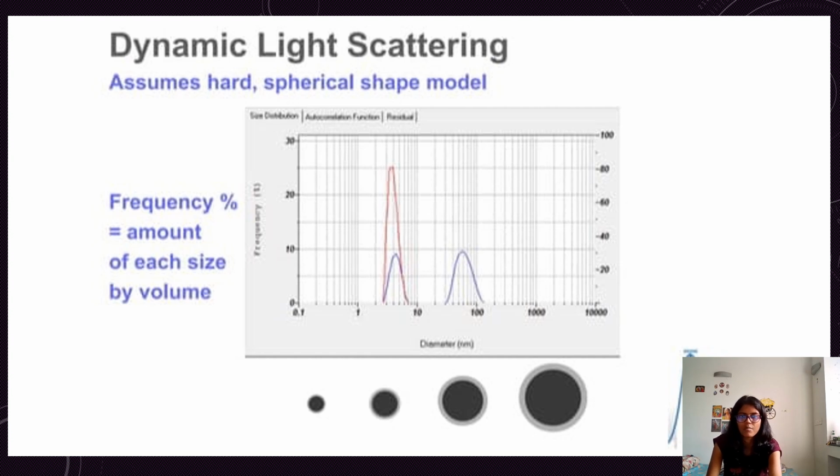Now the next one is dynamic light scattering. It also assumes a hard spherical shaped model. On the x-axis of the graph there is diameter, which is particle size, and on the y-axis there will be intensity, volume, or number percentage. Here the graph is given in the form of volume percentage. So the volume distribution converts the intensity data into a volume-based size distribution, and that reflects in a better way the actual volume occupied by different particle sizes.